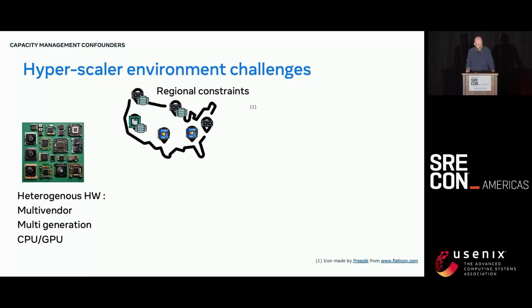Then you start to get into regional constraints, right? Your data might be in one place. Your inference machines might be in another, and your training machines in yet another, or your ASICs. And so you have to deal with these different constraints around where you are regionally in the US or around the world.